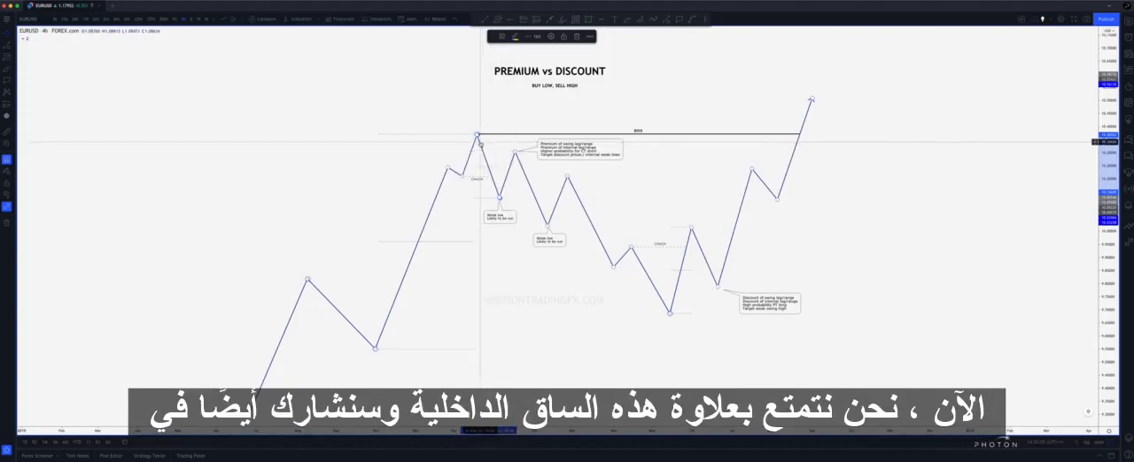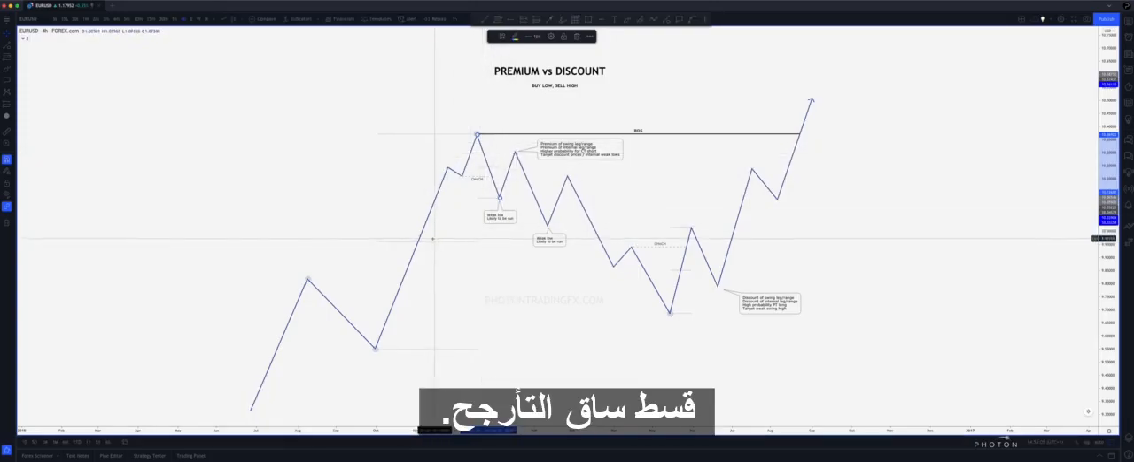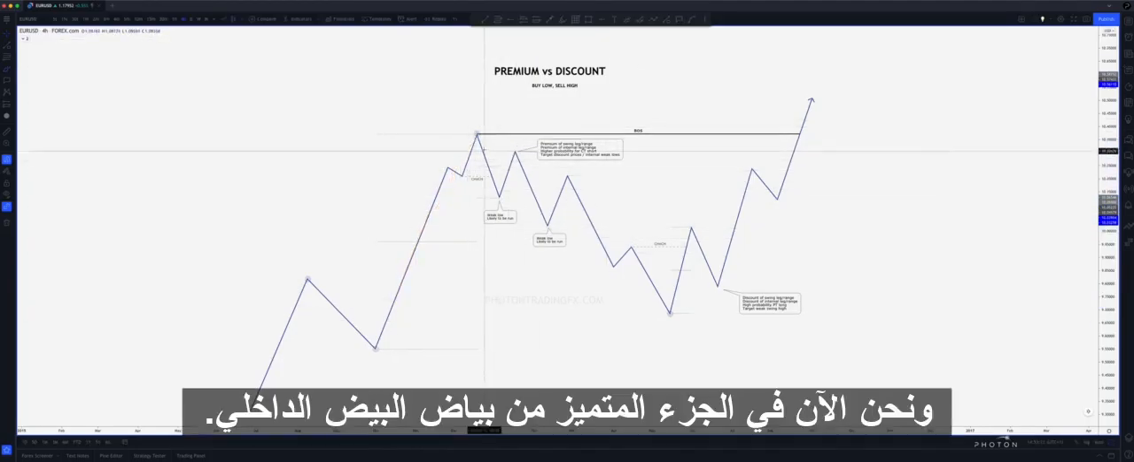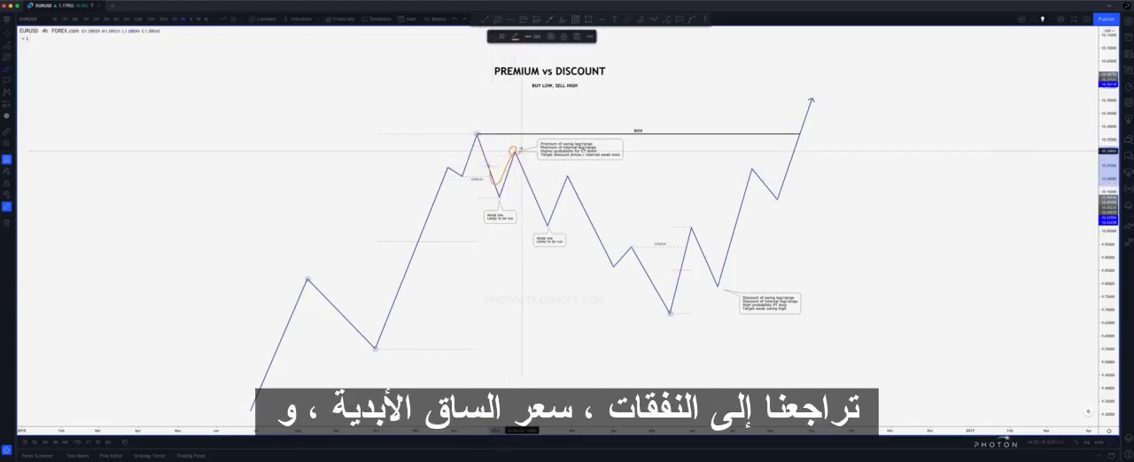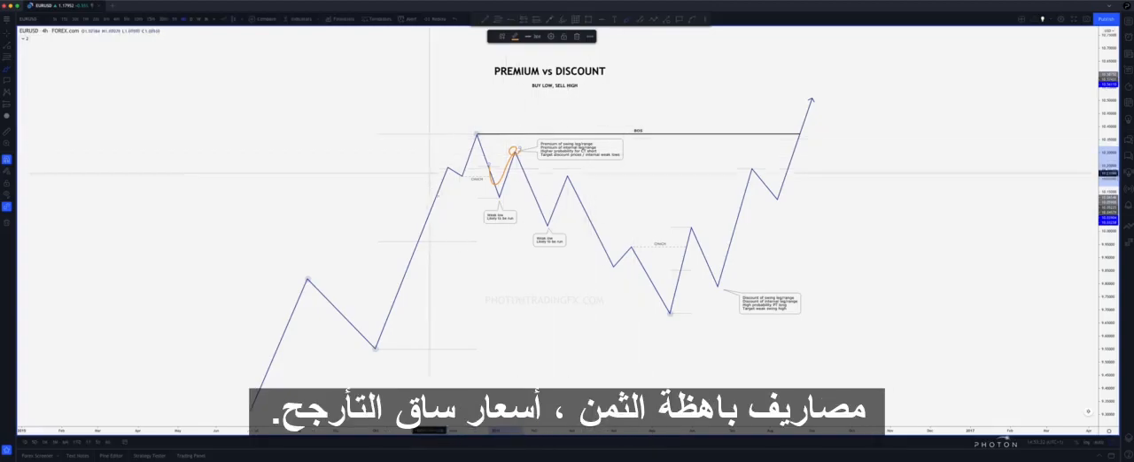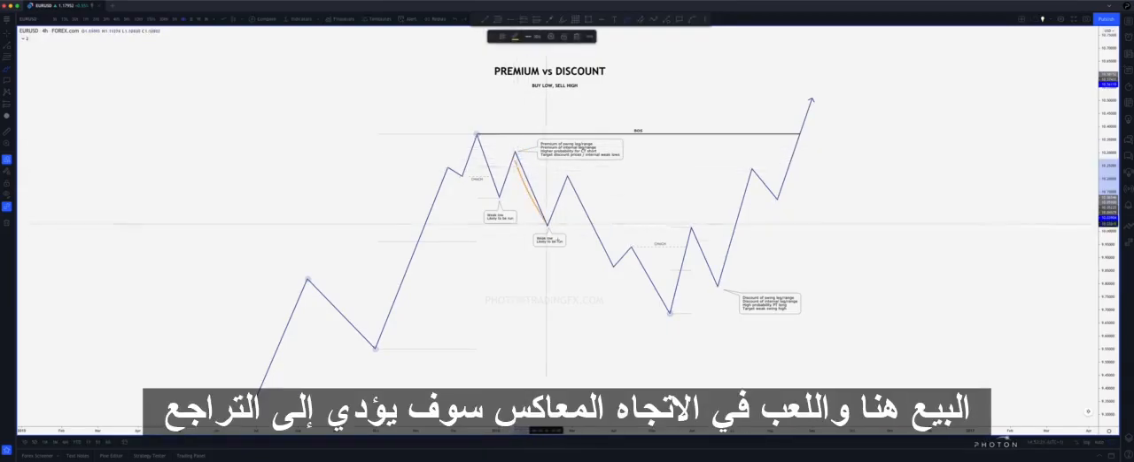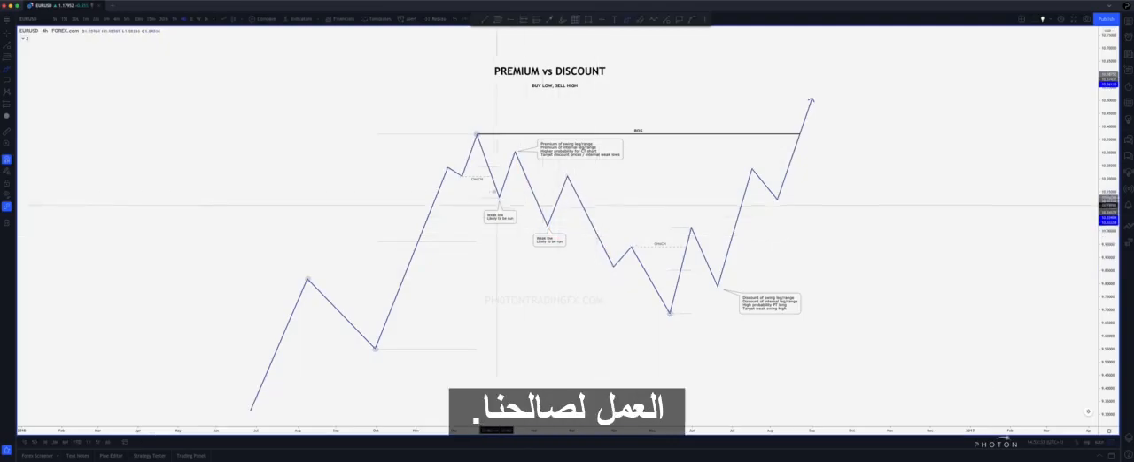Now we're in the premium of this internal leg, and we're also in the premium of the swing leg, okay? So we're in the premium part of the whole swing leg, and we are now in the premium part of this internal leg. So we pull back into expensive prices of the internal leg, the expensive prices of the swing leg, and now this is stacking more probability in our favor that going short here and playing the counter trend pullback is going to work in our favor, okay?